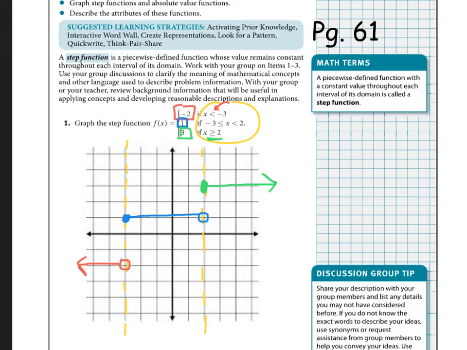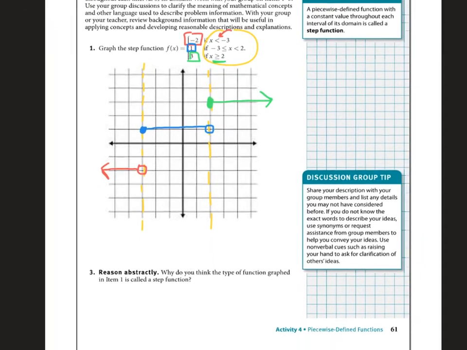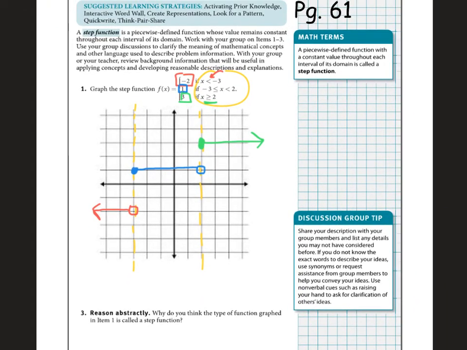Okay, so there is a piecewise function that is a special one, right? It's a step function because it just had constant values. And again, hopefully we see why it's called a step function. You get those flat kind of stairs.